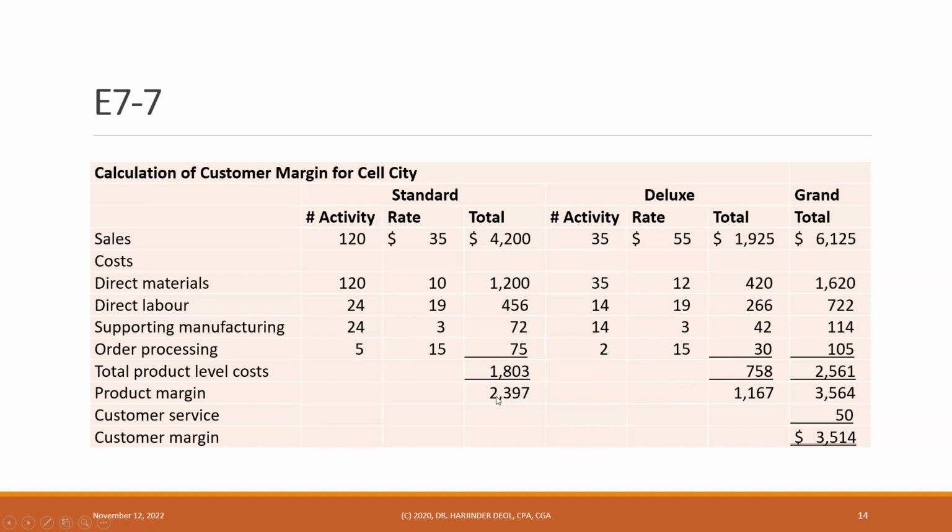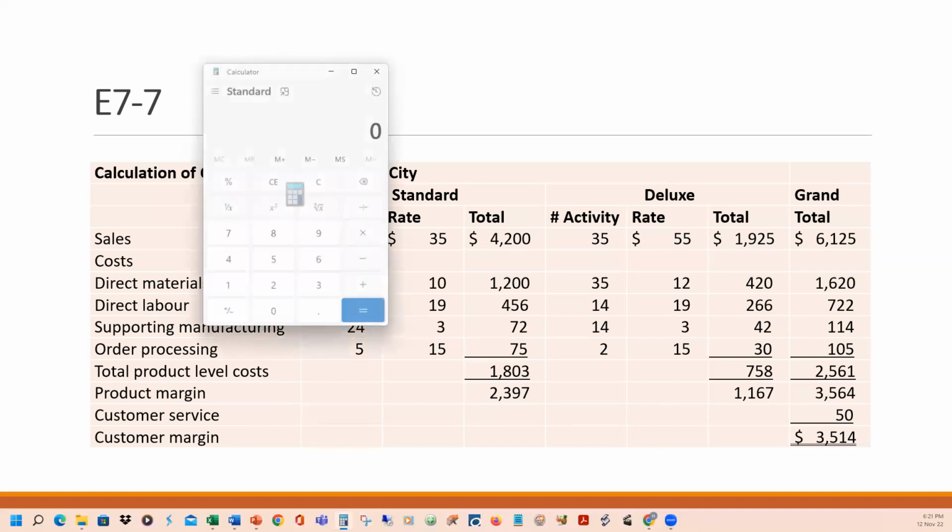Now, individually, for the standard model, our product margin was $2,397. That's the difference between sales of $4,200 and the total product level costs of $1,803. Likewise, for the deluxe, total sales of $1,925 less the product level cost of $758 gives us a product margin of $1,167. The customer service cost is $50 for each customer, and that can only be calculated at the customer level.